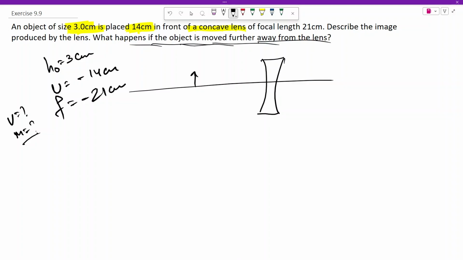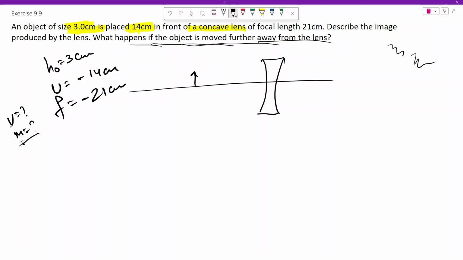Now what if this object is moved away from the lens, or it is moved on the left hand side, what will happen to the image? Let us first use the lens formula over here. We will find the value of v, then we will find the value of m, and then we will comment on the nature of the image.